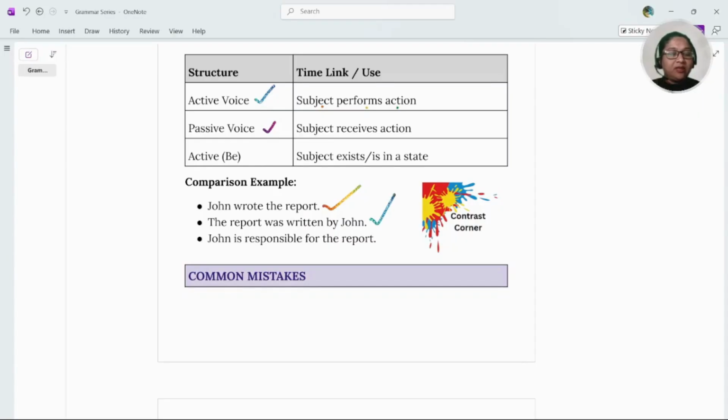Okay, I think now you're pretty much getting into the zone, and you're relating with me. I hope that's happening. All right. Now, the last one, the be form, sounds like this: John is responsible for the report. Who is responsible? John is responsible. So what is the state here of John? That he is a very responsible person, and he is the one who is going to be completing the report. That's the contrast for you.